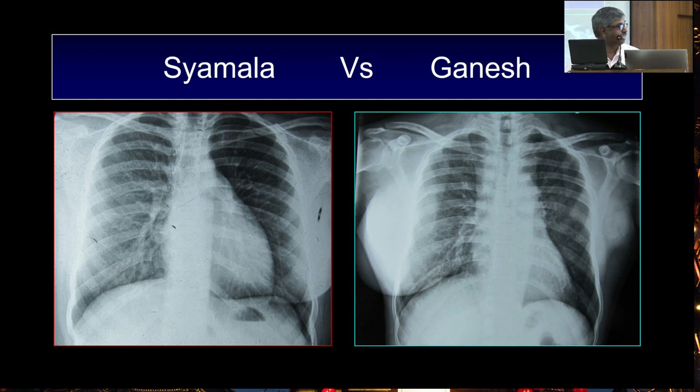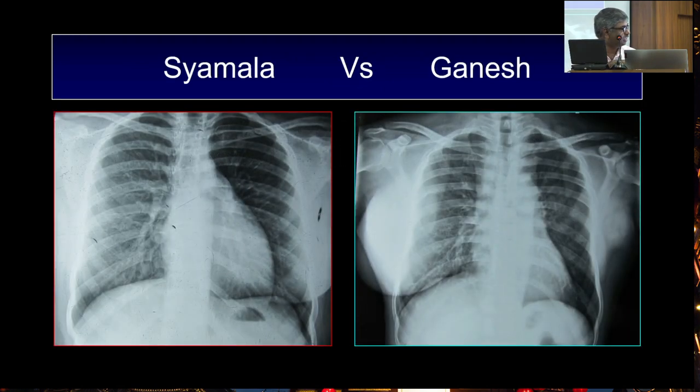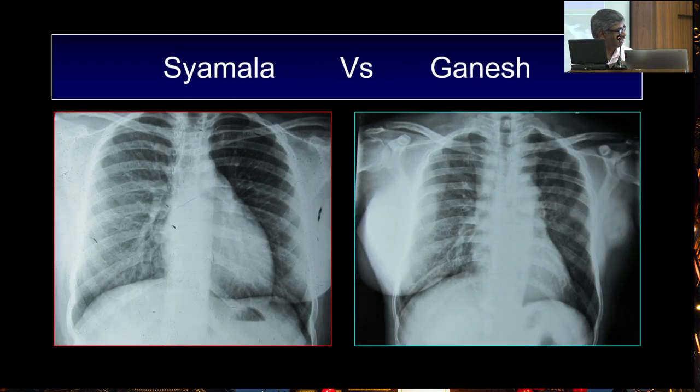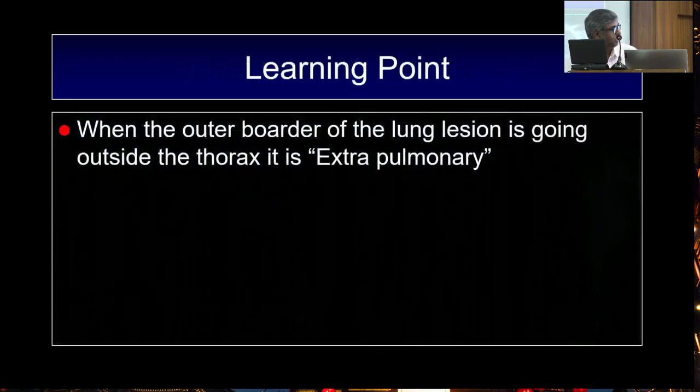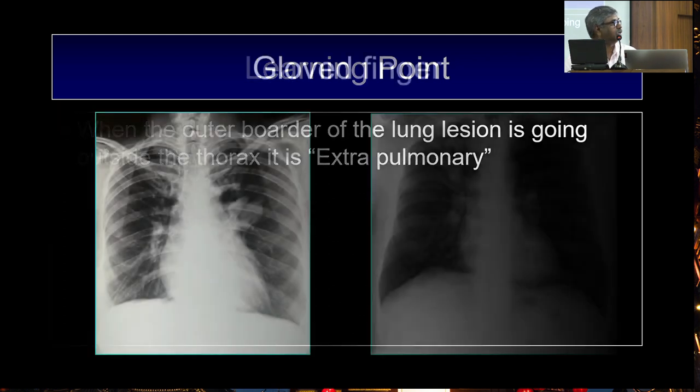So the teaching point I learned is, whenever you see a lung lesion like this, and the outer border is going outside the thoracic cavity, this is a swelling or an abnormality. This is breast shadow. Both, you can see the outer border is going outside the thoracic cavity. So when the outer border of the lesion is going outside the thorax, it's an extrapulmonary lesion. It's not in the lung. That's why the breast shadow is going outside. So any lesion whose outer border is going outside the thoracic cavity is extrapulmonary, not in the lung. That's a learning point.